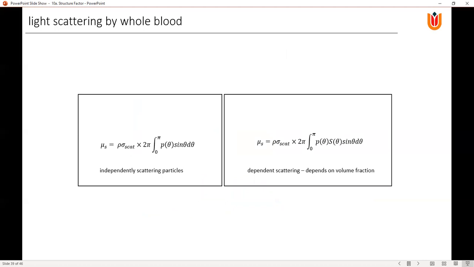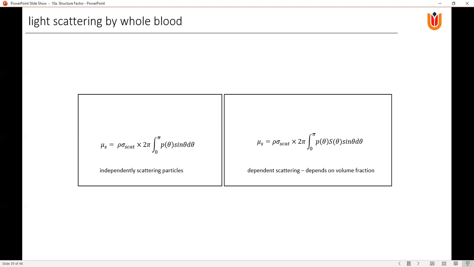This is just a summary slide that comes a little bit too soon even. If we look at independently scattering particles, we would have a scattering coefficient that is the density times the scattering cross-section, and then in this case times a factor that by definition normalizes to unity. That's the true case if you do take it into account, then the first part remains the same. The second integral includes the structure factor, and only for low volume fractions will the structure factor reduce to unity.